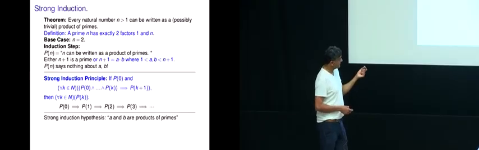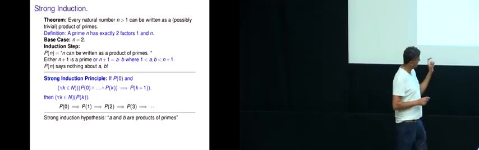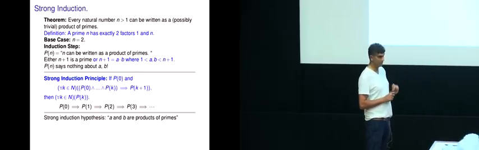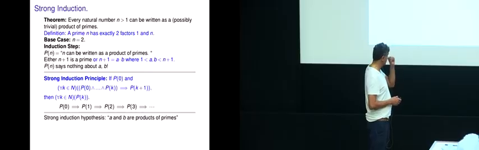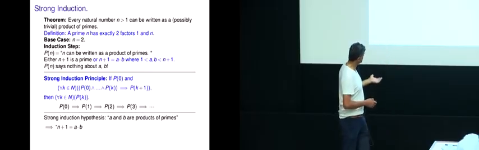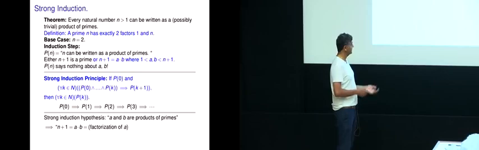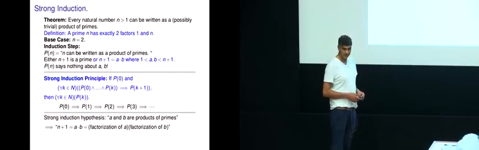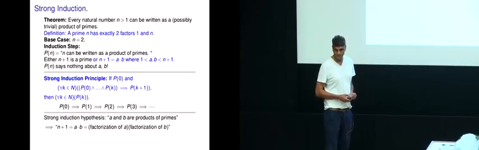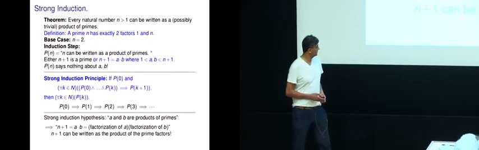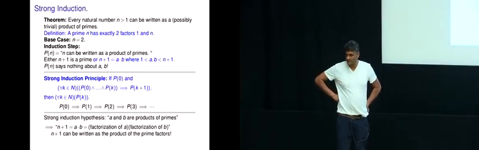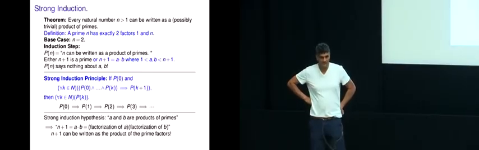So A and B. P of A says A can be written as a product of primes, and P of B says B can be written as a product of primes. So n plus 1 is equal to A times B. So you write down the product of A, and you write down the product of B, and now you have the product that equals n plus 1. So n plus 1 can be written as a product of primes. Does that make sense?